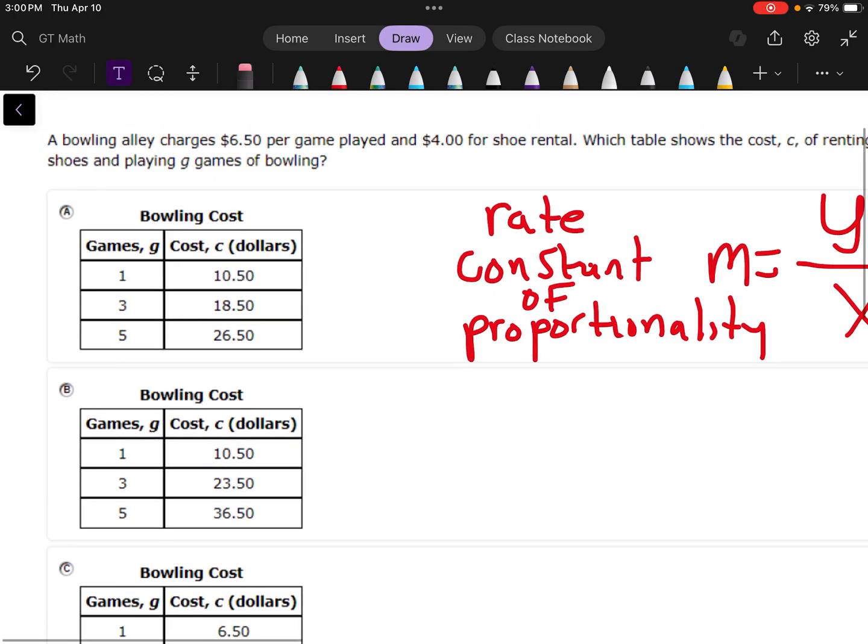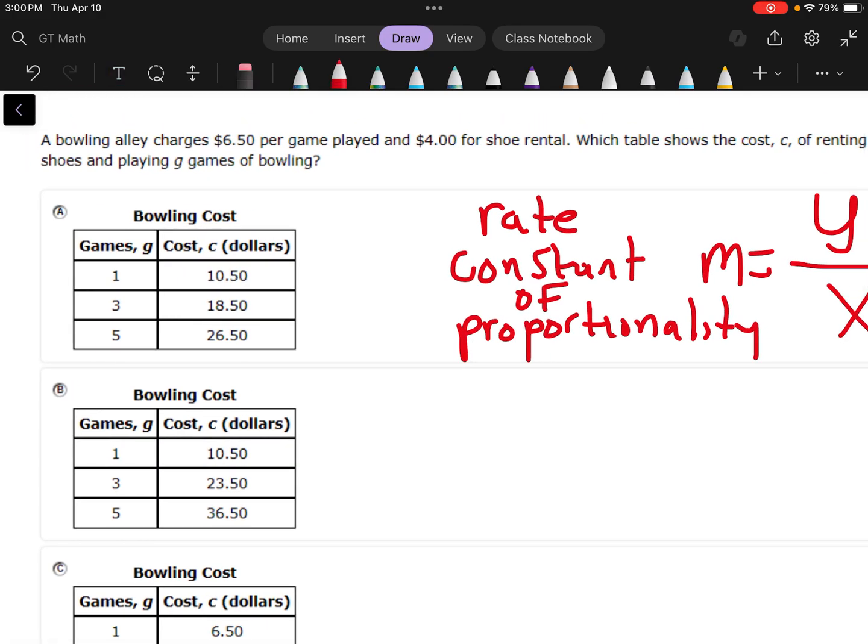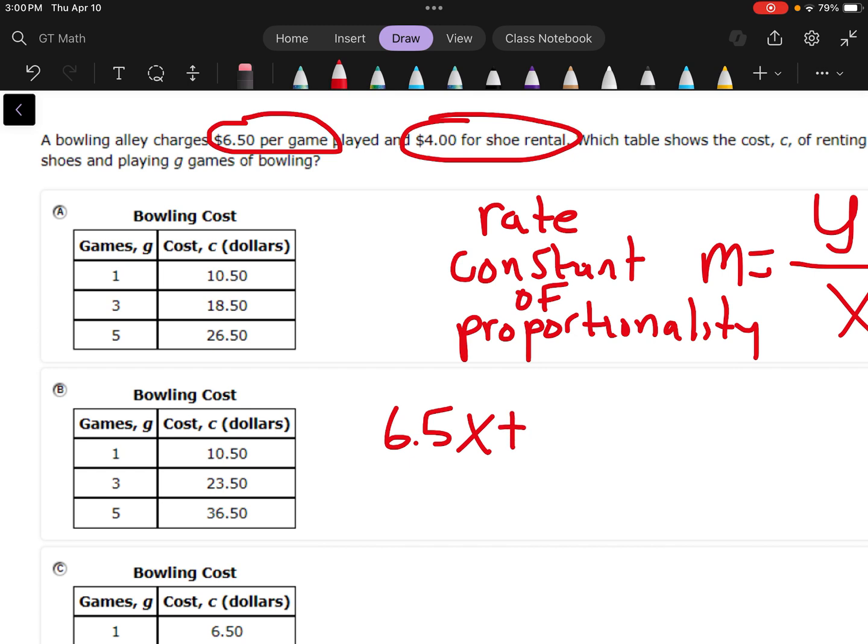So this one says a bowling alley charges $6.50 per game. Well, there's our rate, right? $6.50 per game. So I know my rate is 6.5, so I could do 6.5 times x. And they paid a $4 rental fee for their shoes. Well, that right there is a one-time fee. You're only paying once for those shoes, so that's my starting point.